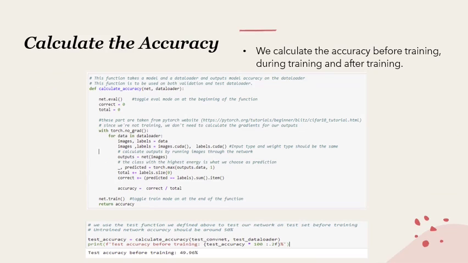Here we define a function which calculates the accuracy, and we use this function before training, during training, and after training. It takes images and labels from the data loaders. Here you can see the test accuracy before training, which is 49.96, very close to 50% as expected, because half of the images are cats and the other half are dogs.